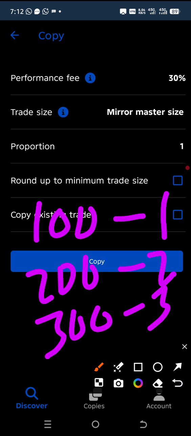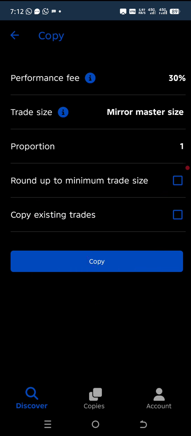So that simply means with the currency pair we are cool. That being said, I think we are cool there. The next thing here says round up to minimum trade size.